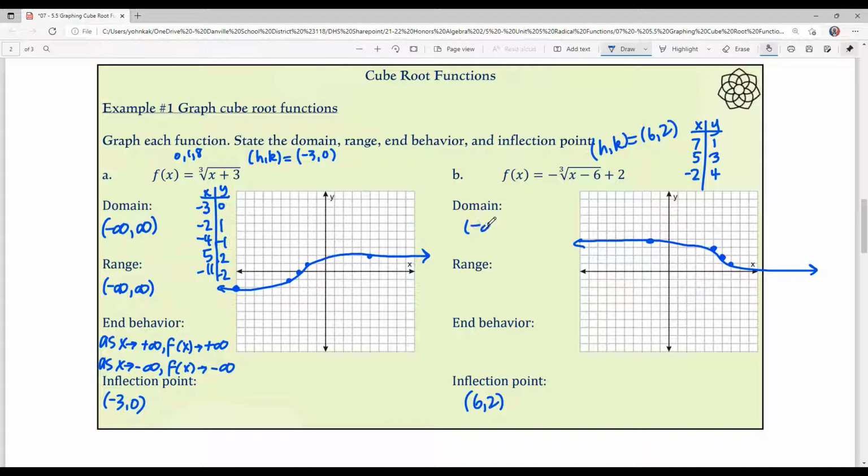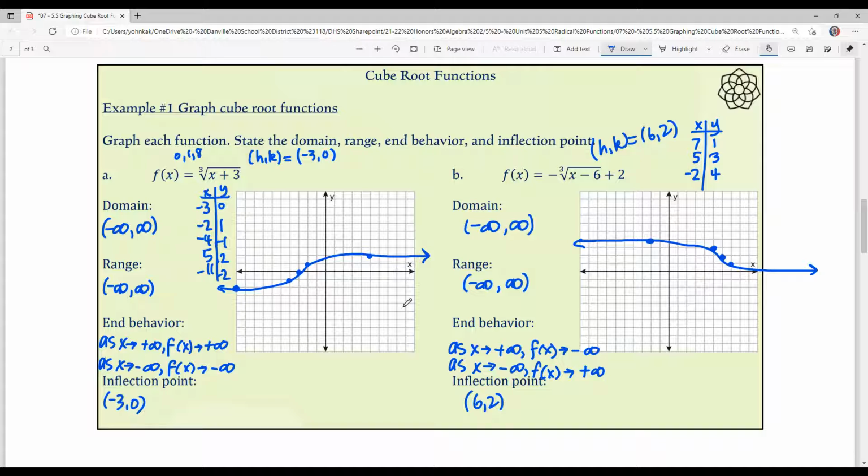The domain is all real numbers, so negative infinity to positive infinity. The range is all real numbers, negative infinity to positive infinity. My end behavior as x approaches positive infinity, my f of x is getting smaller, or approaching negative infinity. As my x gets smaller, or as it approaches negative infinity, my f of x's are getting bigger, so they approach positive infinity. My inflection point is 6, 2.